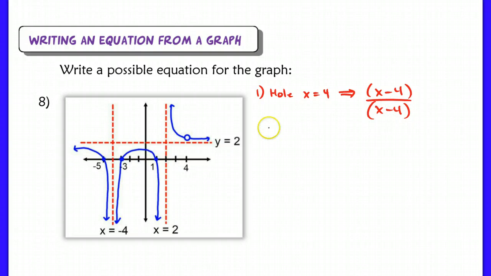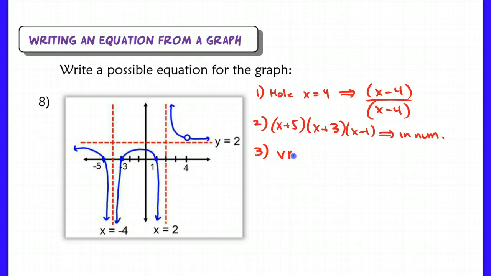We also see that the x-intercepts here are at negative 5, negative 3, and 1, which means that x plus 5, x plus 3, and x minus 1 should be in the numerator. Okay. We also see that we have a vertical asymptote at x equals negative 4 and at x equals 2, so that means that x plus 4 and x minus 2 should be in our denominator.